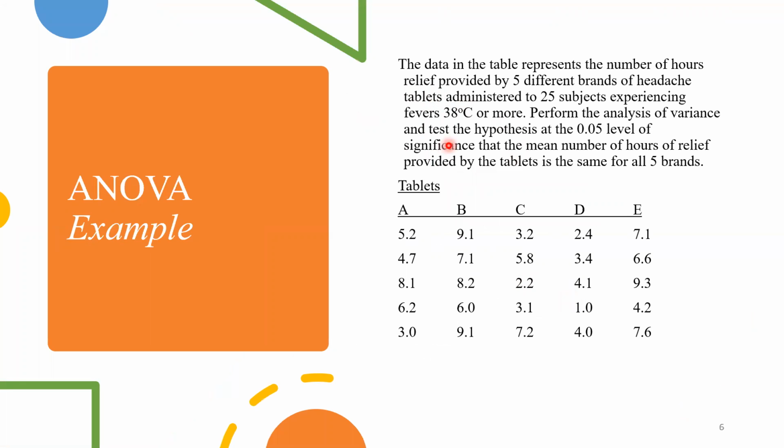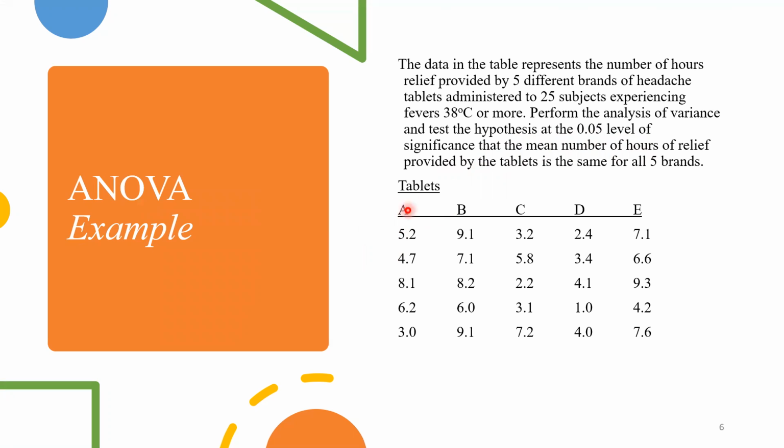To understand the empirical application of ANOVA, we have this example. The data given here represents the number of hours of relief provided by 5 different brands of headache tablets administered to 25 subjects experiencing fever of 38 degrees centigrade or more. Perform the analysis of variance, testing the hypothesis at the 0.05 level of significance that the mean number of hours of relief provided by the tablets is the same for all 5 brands.